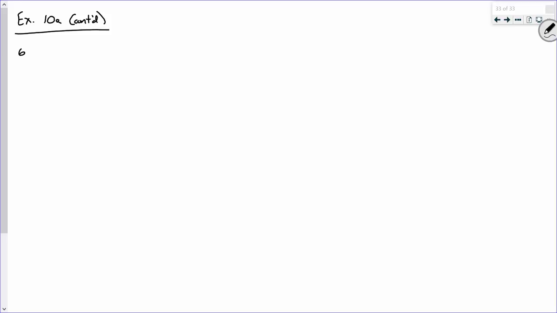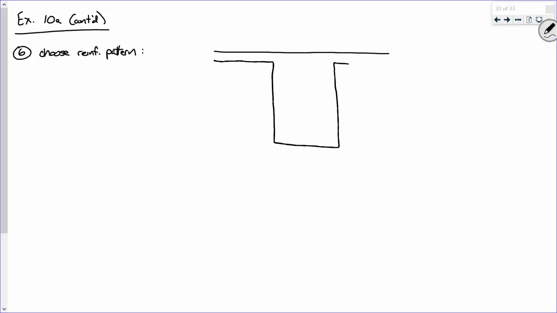So for step six, if I say choose reinforcement pattern, I propose that here is a potential solution. I propose that one of the rebar solutions that you could pick is, in fact, four number eights. So if you pick four number eights, the area of steel is, in fact, 3.14 square inches. So that is one of your options. And it also works.